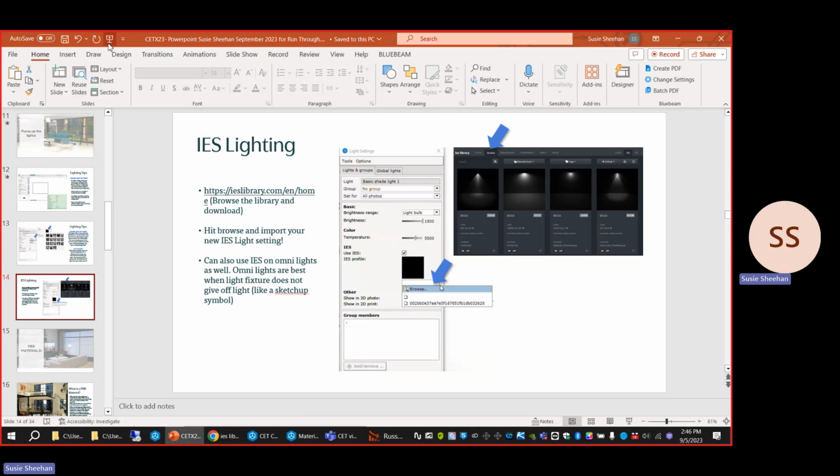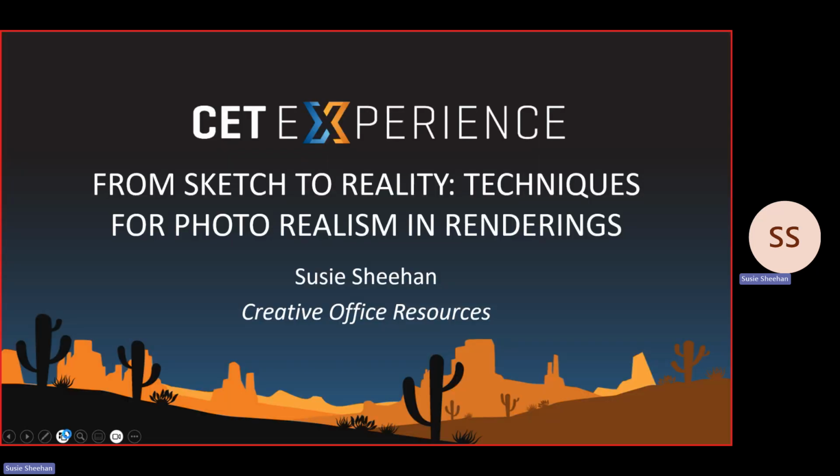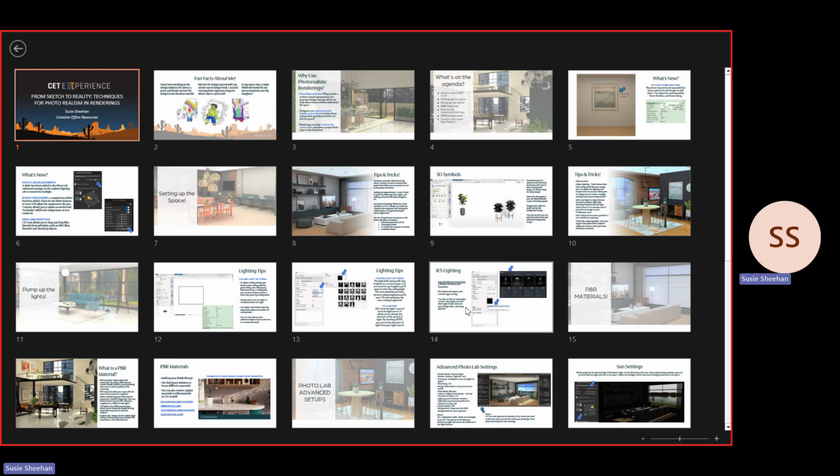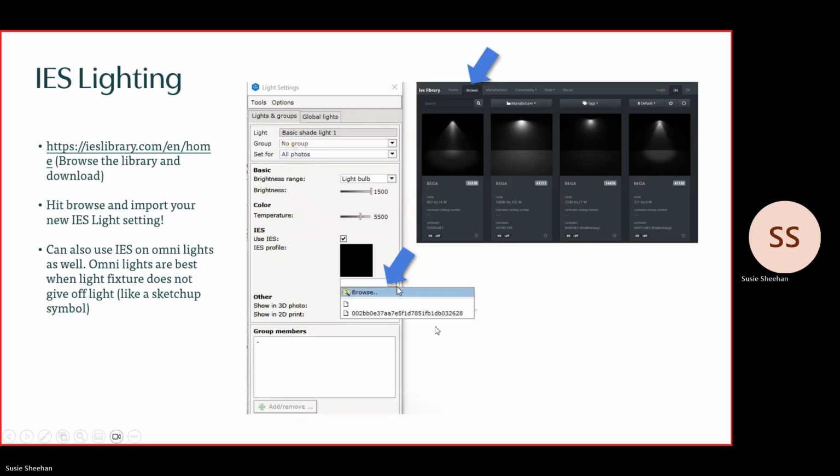You can also use the IES feature with OmniLight symbols. So another cool way to give off light from the SketchUp symbol is to use those OmniLights and add the IES. It's a nice way for sconces or pendant lights or anything like that.